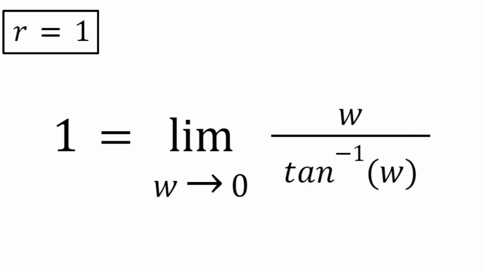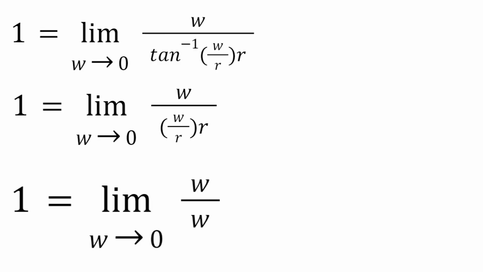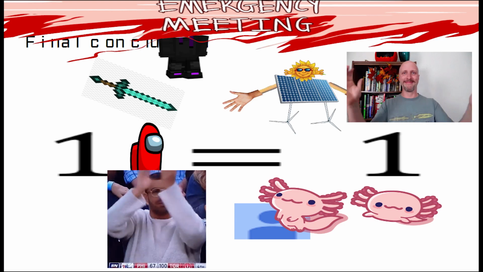Another cool thing is that the radius can be any value. As w approaches 0, the inverse tangent just doesn't exist anymore. I don't know why, but you can just take it out and cancel out the r's. It's super cool.